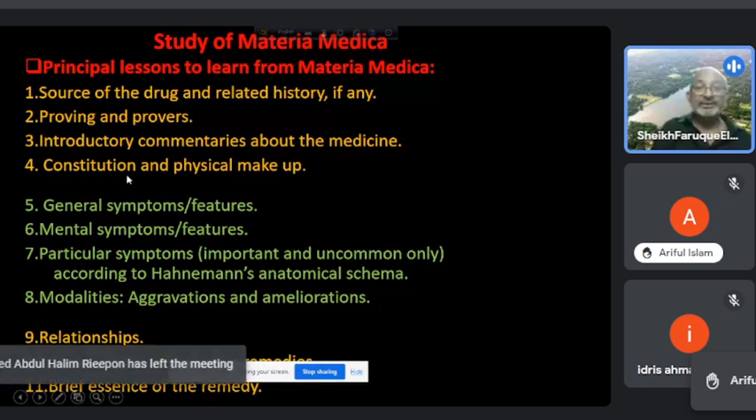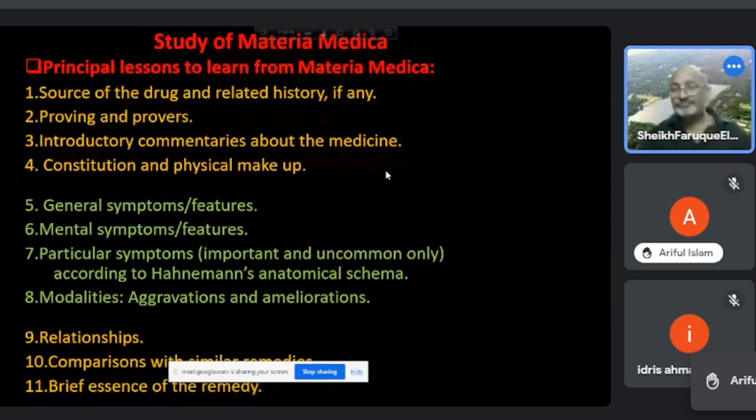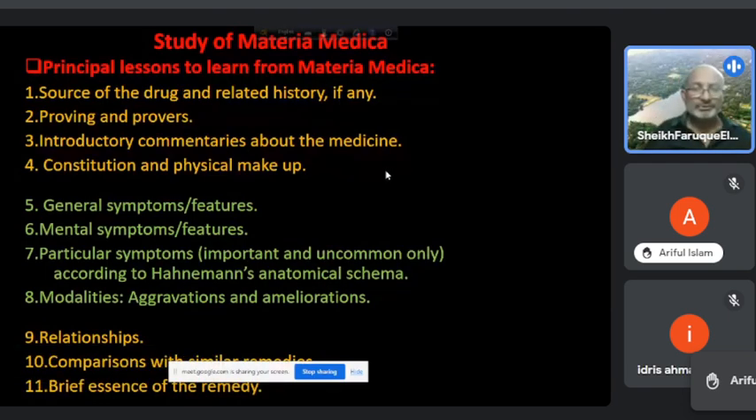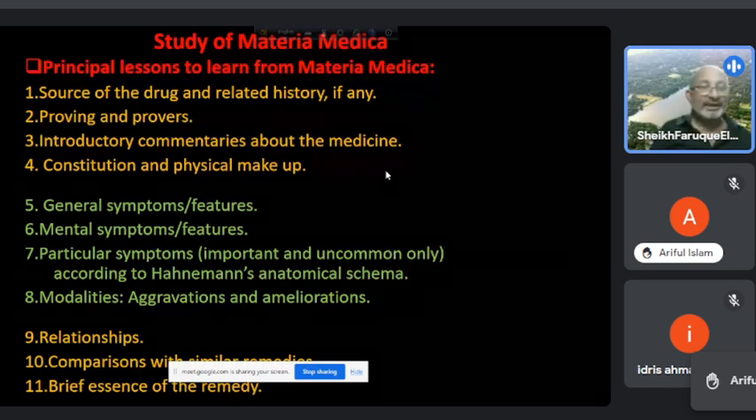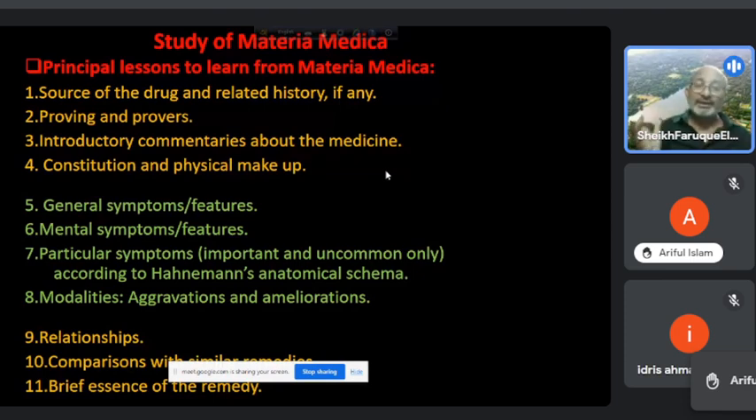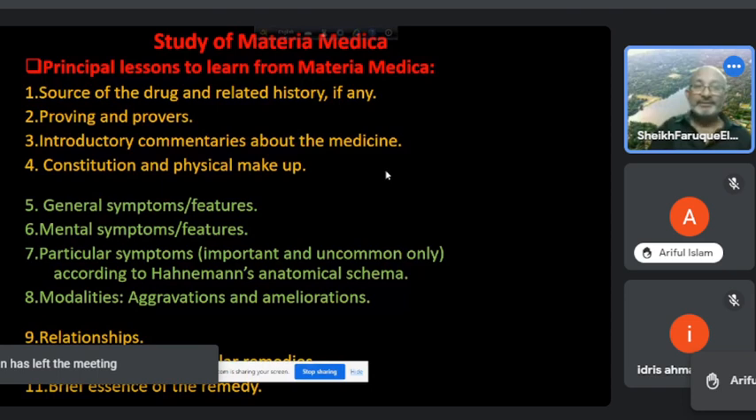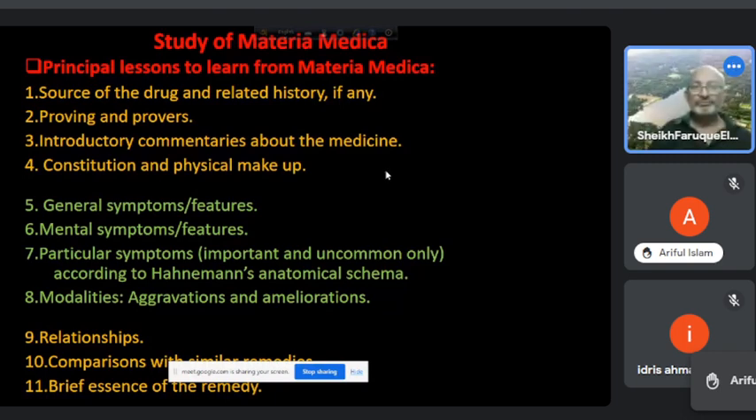Then you study the constitution and physical makeup. Not all medicines have a constitution, like say Staphylococcus, you don't find any constitution. But if you study Lycopodium, Calcarea carbonica, Silicea, Sepia, you find there are good constitution and physical makeup, and you must learn it. In a book, if you don't find the constitution and physical makeup of Sepia, it is not a good book. So you will have to find out this thing.